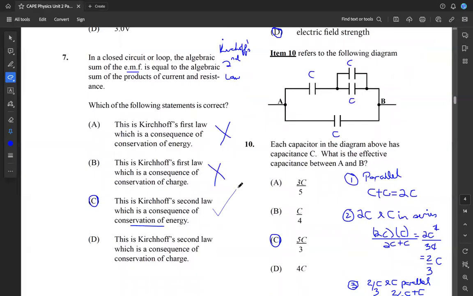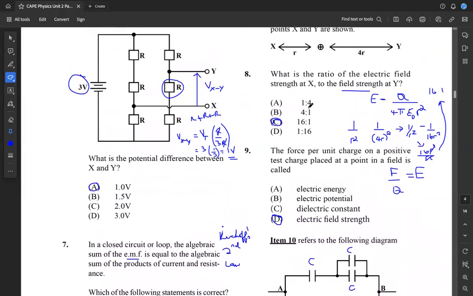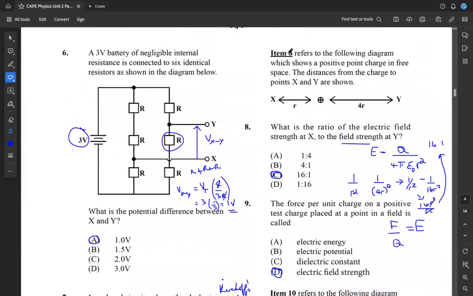This is correct. We don't even have to look any further, right? It's Kirchhoff's second law, which is a consequence of conservation of energy. And that's why we have the EMF being conserved, okay? So let's move on to question 8, which is this one up here.